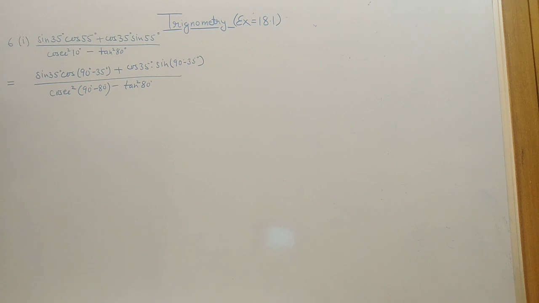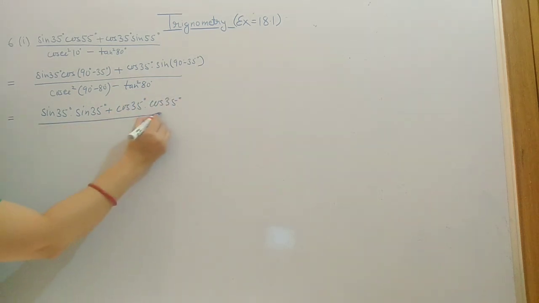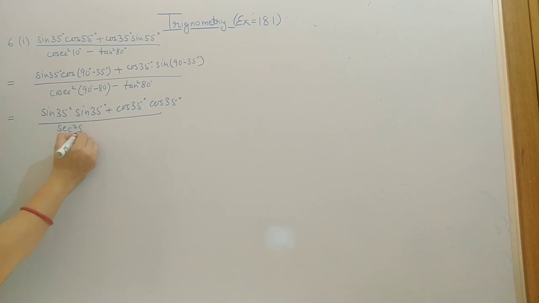In the numerator we are trying to make it sin square theta plus cos square theta. So think in that way. First I have changed this cos, so I will get sin square 35. Same thing we have to do that side also. Try to make it cos square 35. So we can substitute value. Sin 35, cos (90 minus theta) will become sin theta. So it will become sin 35 plus cos 35, and sin (90 minus theta) is cos 35. Divided by, this will become sec square 80 minus tan square 80.